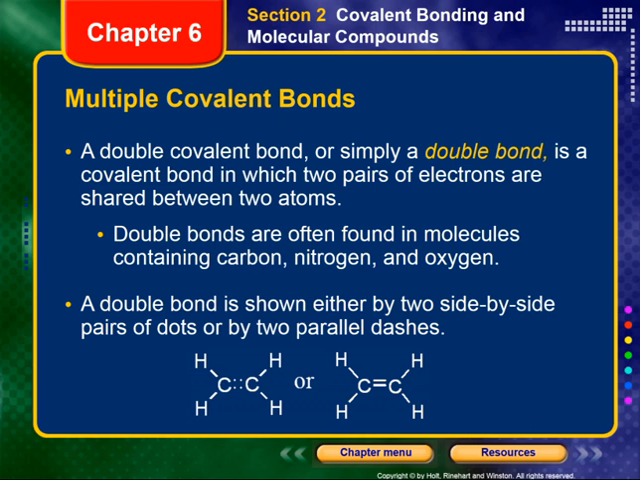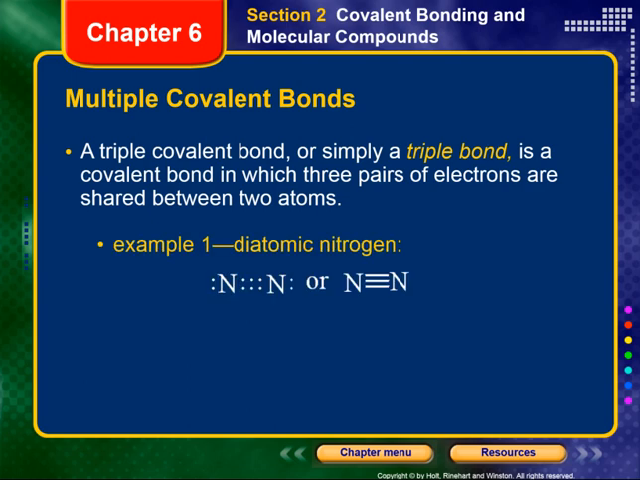We can also have more than one bond, however. A double bond is a covalent bond in which 2 pairs of electrons are shared between 2 atoms, right? 2 pairs, that's 4 total electrons. Double bonds are often found in molecules containing carbon, nitrogen, and oxygen. A double bond is shown either by 2 side-by-side pairs of dots or by two parallel dashes, right? The two strategies that we've already mentioned, we're just putting them side by side to represent that double bond.